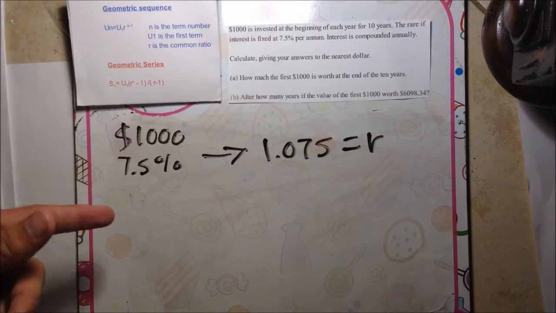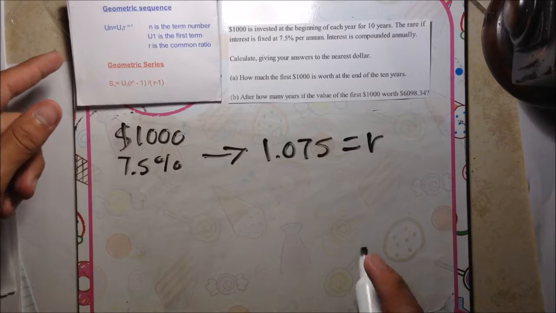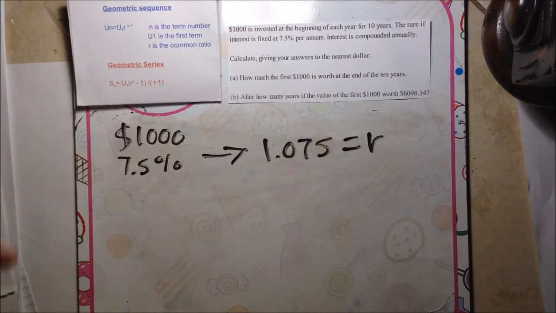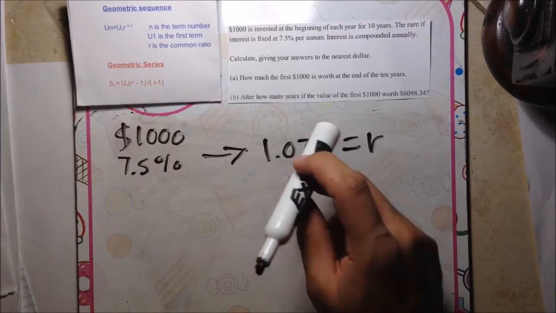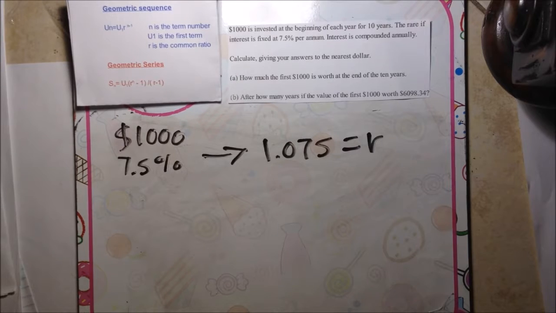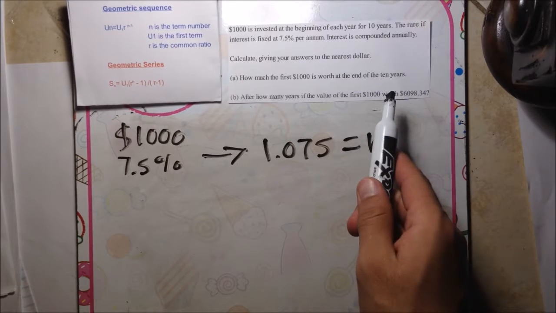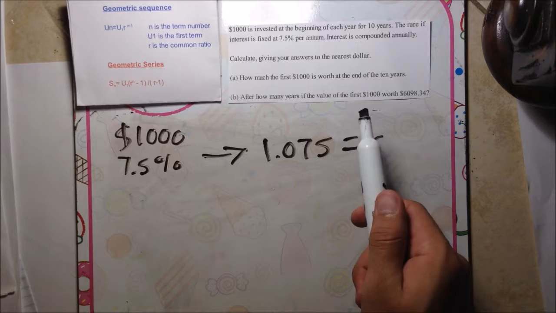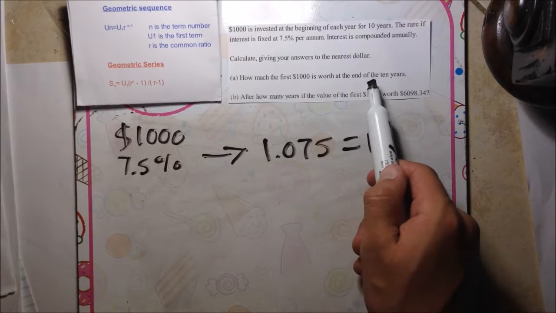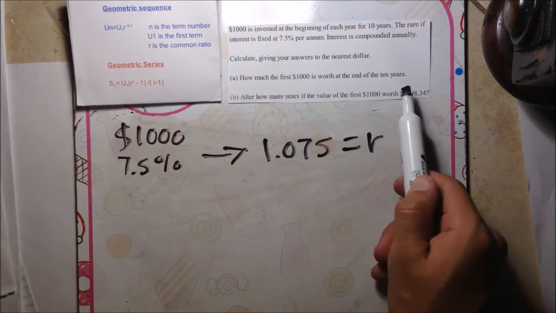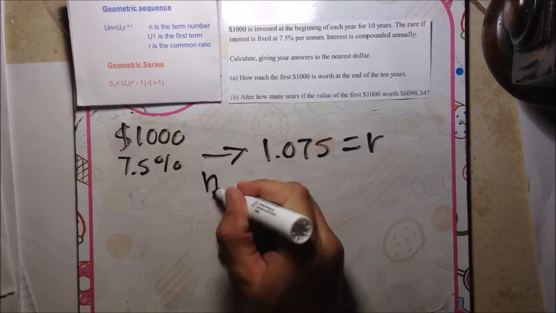Now all we have to do is plug everything we know into our geometric sequence formula. We know it's geometric because we're asked to find the value of the investment at a certain year, which in this case is after 10 years. And do not be fooled by this. Since it's worded after 10 years, or at the end of 10 years, our n is actually 11 and not 10.